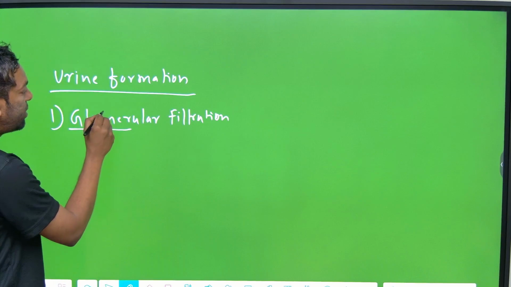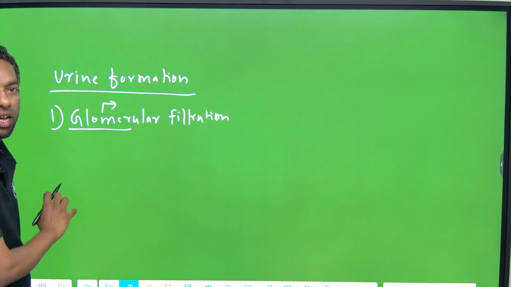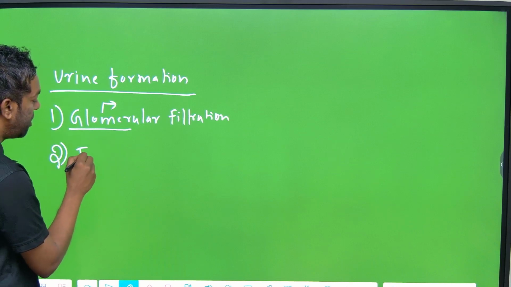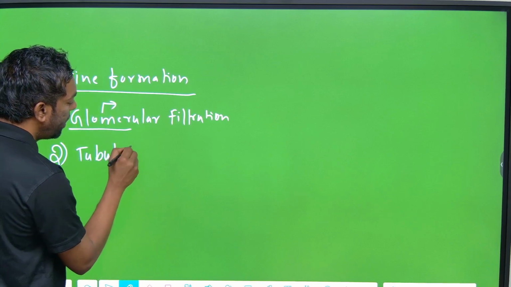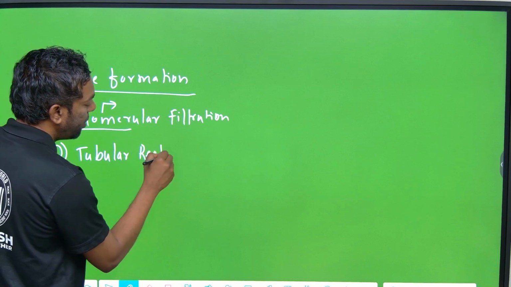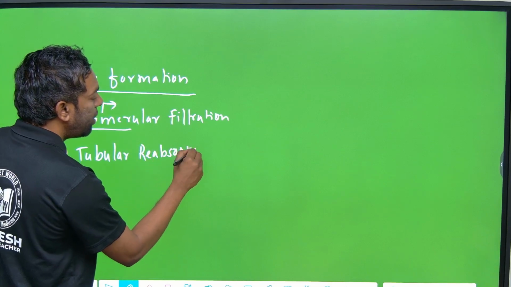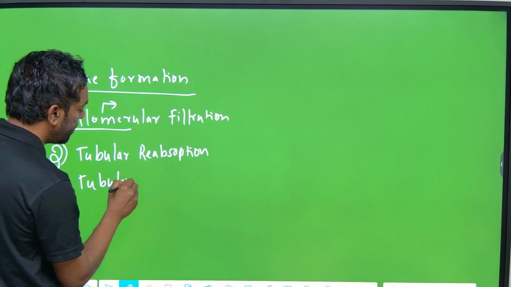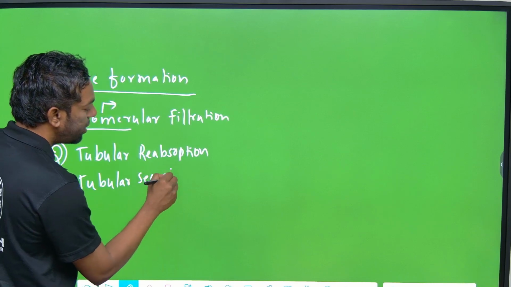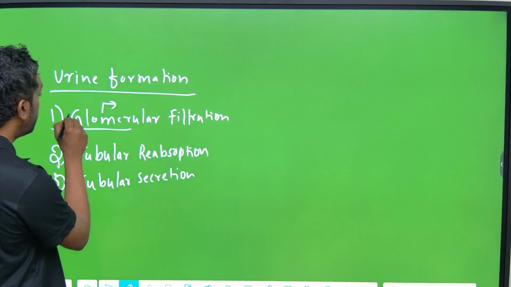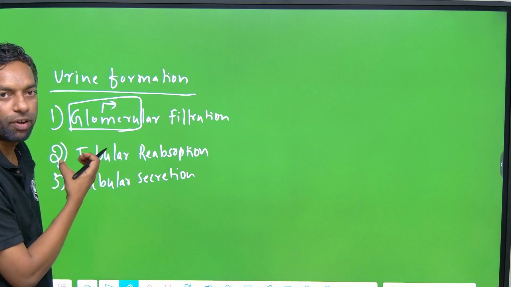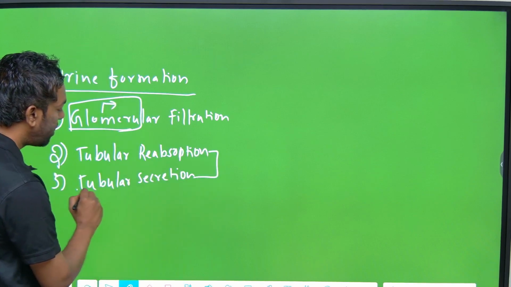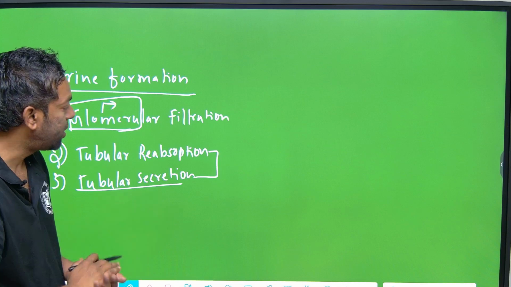which is the place where the action takes place in the glomerulus. Next one is tubular reabsorption, and the third one is tubular secretion. Guys, the action that takes place within the glomerulus we call glomerular filtration. Then what are tubular secretion and tubular reabsorption?